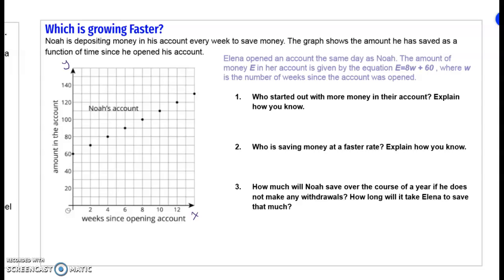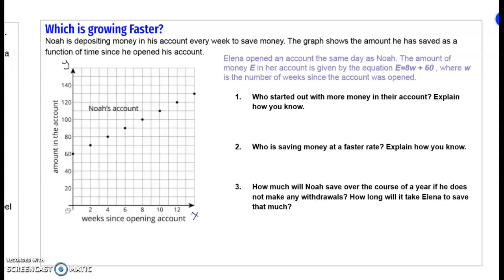So Elena opened an account the same day as Noah. The amount of money E in her account, because that's her name, Elena, is given by this equation. E equals 8W plus 60, where W is the number of weeks since opening the account, which matches Noah's, right? And this is 2 weeks, 4 weeks, 8 weeks, and so on and so forth. Who started out with more money in their account, and explain why.